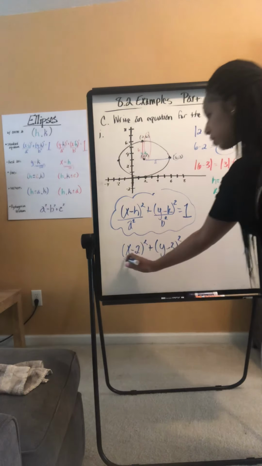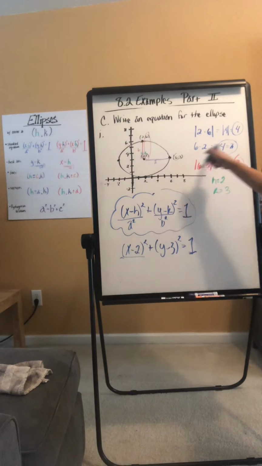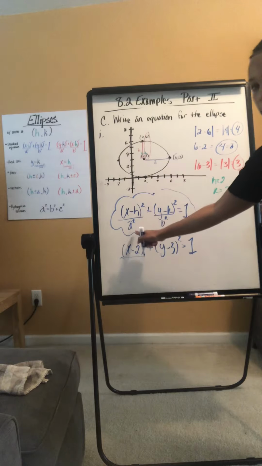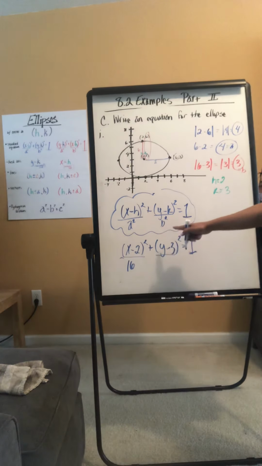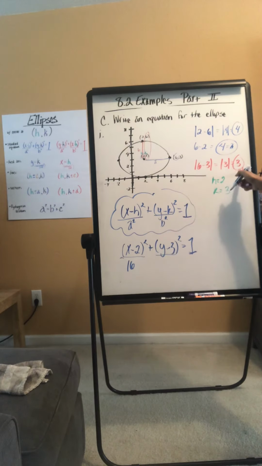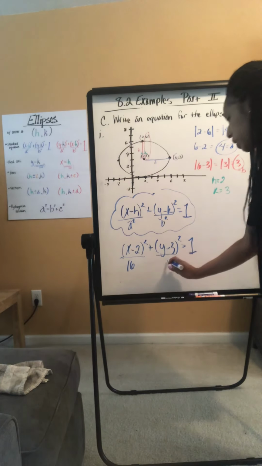And underneath, I need my a squared. A was 4, so a squared will be 16. And underneath here, I need my b squared. B was 3, so 3 squared is 9.